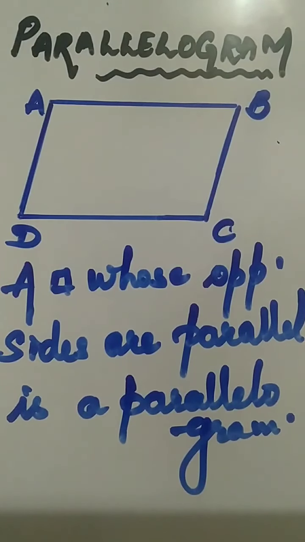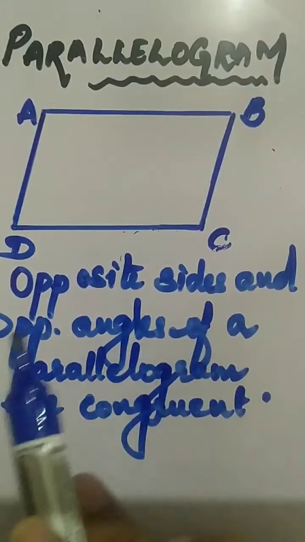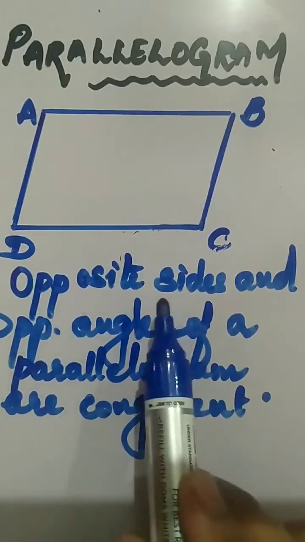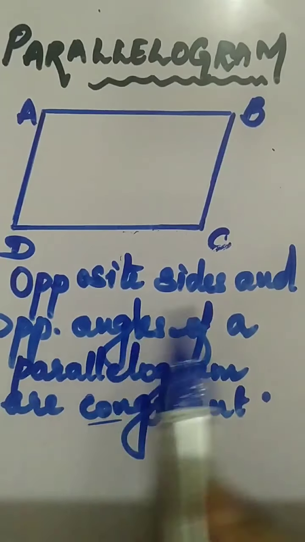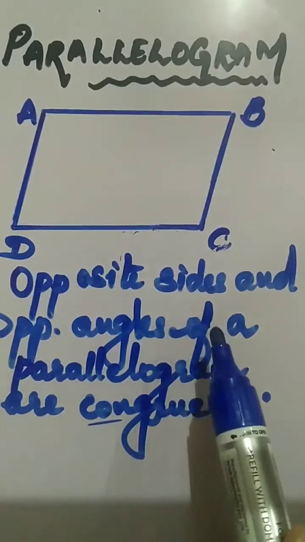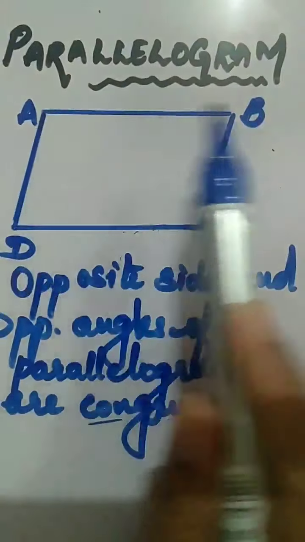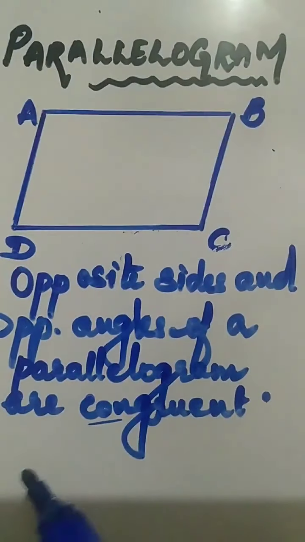Okay. So, write the statement. Write down the theorem statement. Opposite sides and opposite angles of a parallelogram are congruent. Write this as the statement and draw the figure, same figure, and then we will start with given to prove.